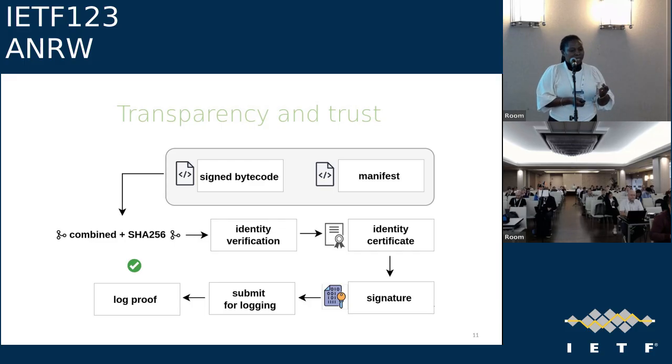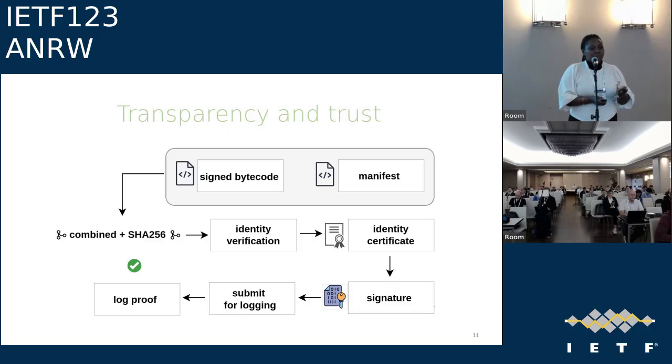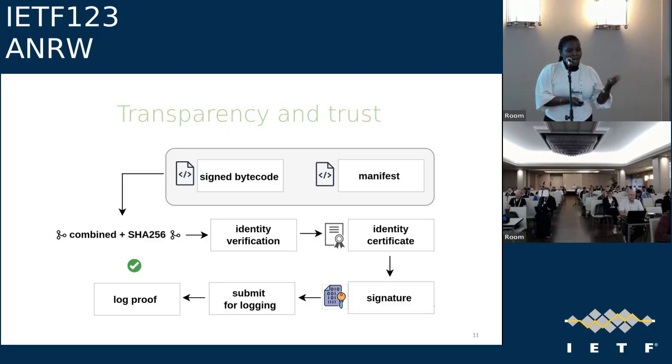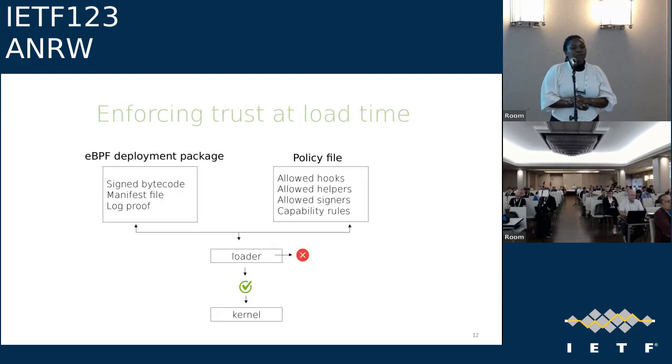So this is very important because now nobody can just write any code and send it to the kernel or something without being traceable. Because the code is now logged, the code can be traceable, and the transparency log also returns a log proof, which will eventually be checked at load time before the program goes into the kernel. So at load time, like I mentioned earlier, we have a loader.